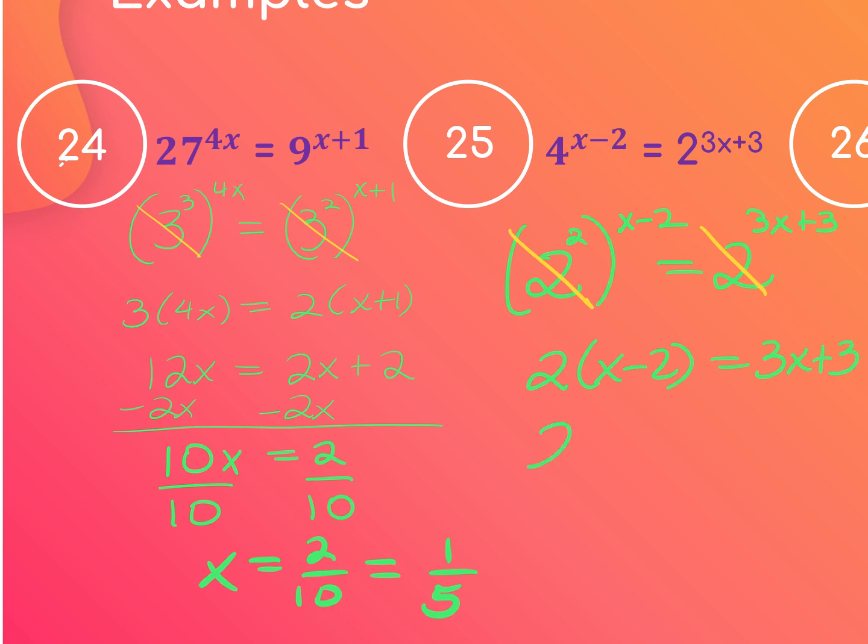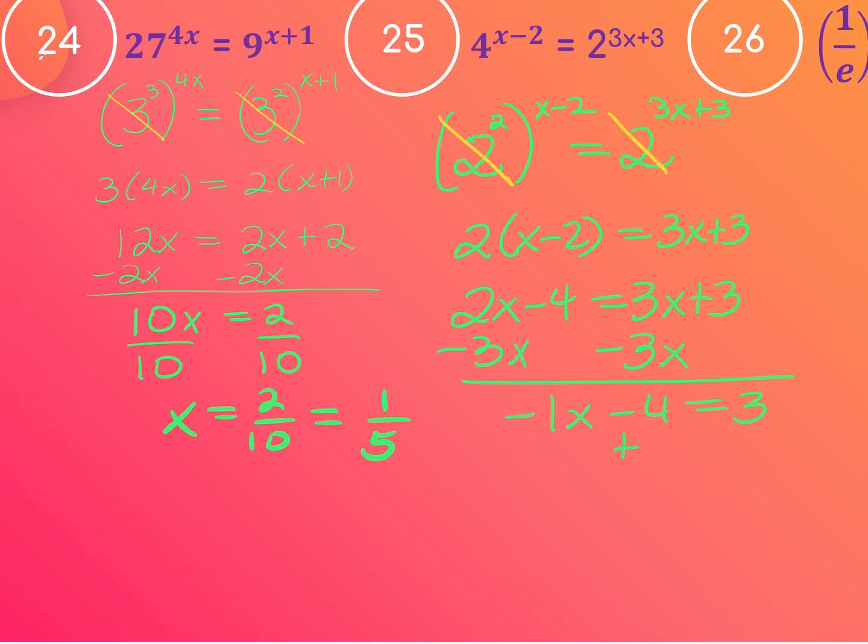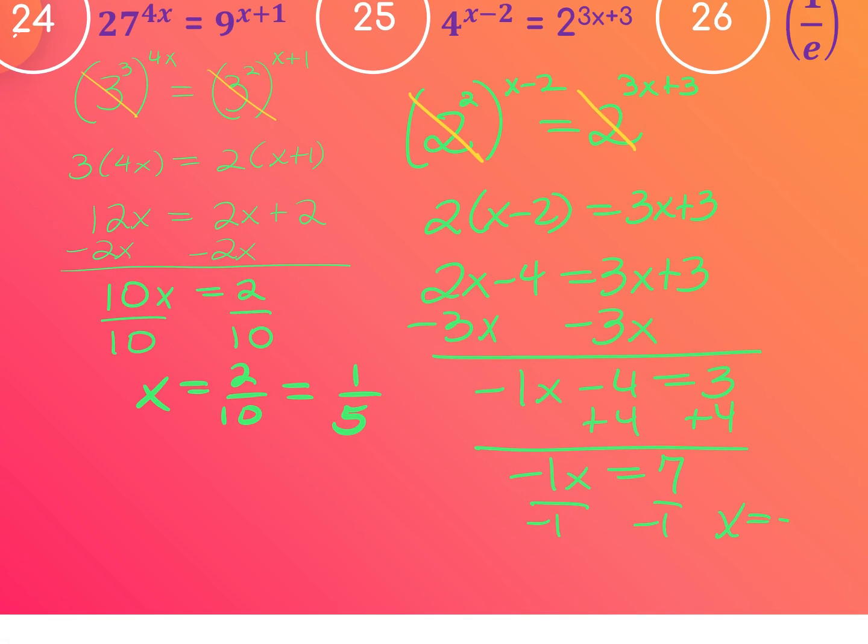Distribute 2x minus 4 equals 3x plus 3. I need to solve. Now you could either move the 2 to the other side or subtract the 3. It really doesn't matter. You just need to get variables on one side of the equal sign and the constants on the other. Then I'll add the 4. Negative 1x equals 7. Can't leave a negative 1x there. Divide by negative 1. And x equals negative 7.